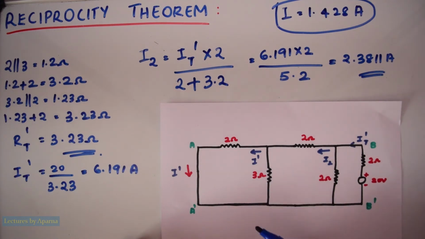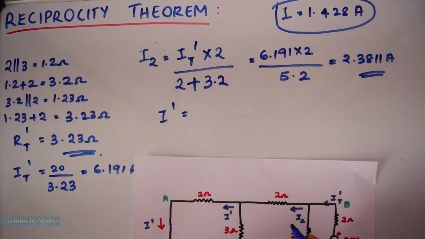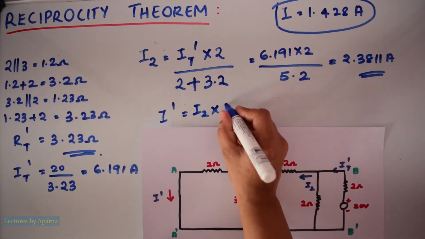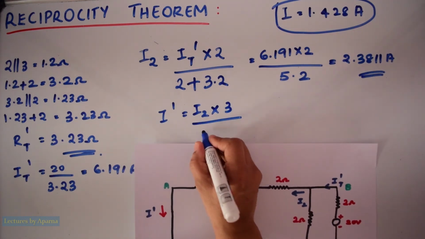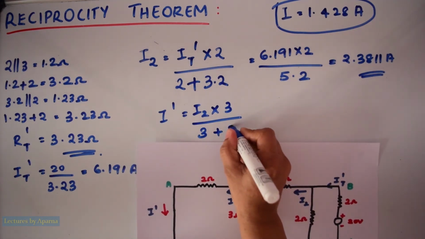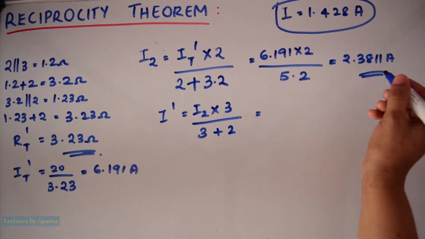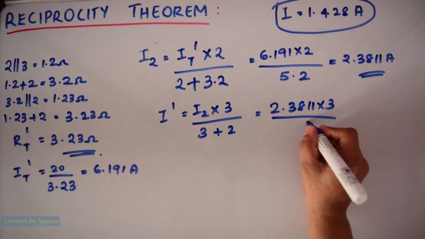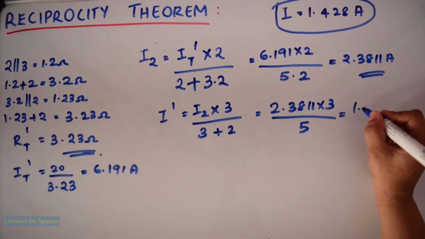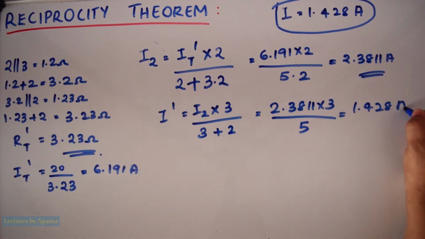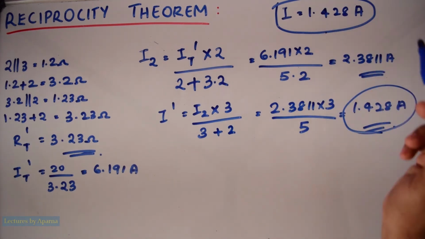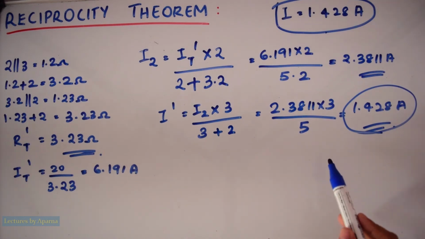Now we have to find I dash. Again we have to use current division rule. So I dash is equal to this I2 into resistance in the other branch, 3 ohm, by 3 plus 2. So I2 we got as 2.3811 into 3 divided by 5. This will be equal to 1.428 ampere. See, we got I dash the same as I. So we can say that reciprocity theorem has been verified here.